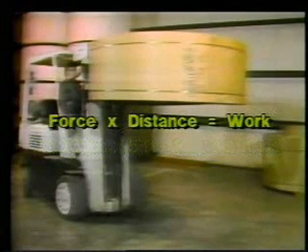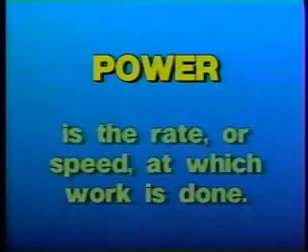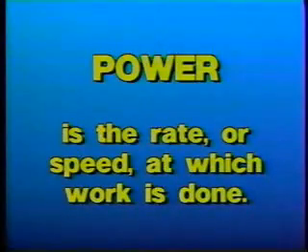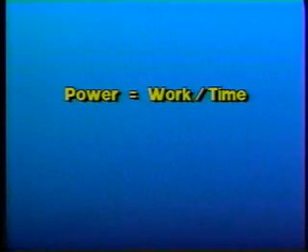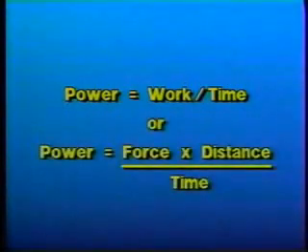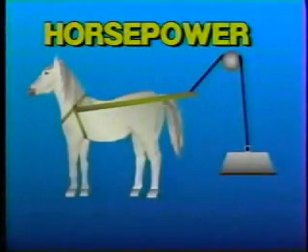Now, if we add time to this equation, we come up with another important concept called power. Power is the rate or speed at which work is done. The equation for power looks like this: power equals work divided by time, or it can be written power equals force times distance over time.